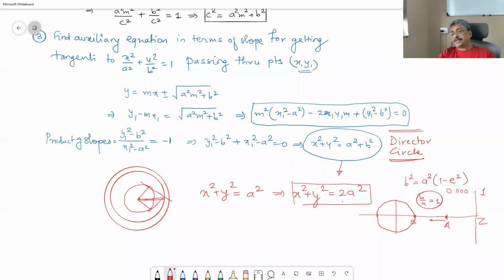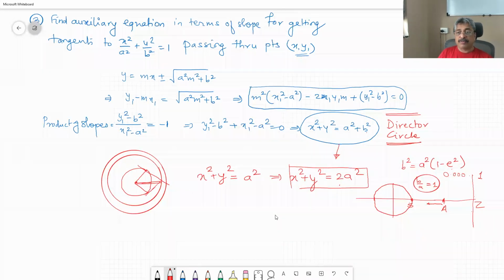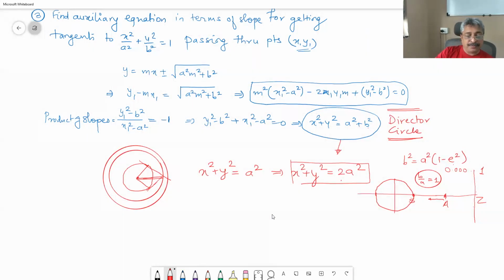So a circle is a special ellipse. You can say that. But anyway, don't get into that so early. We will continue our properties. Property number next, 4.